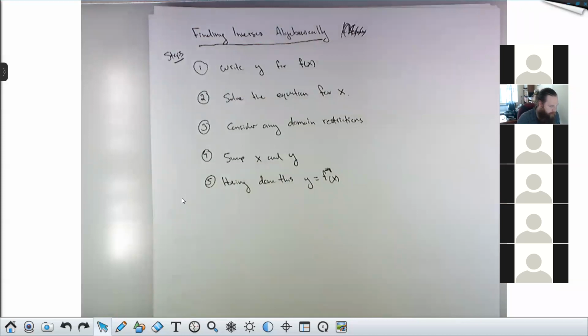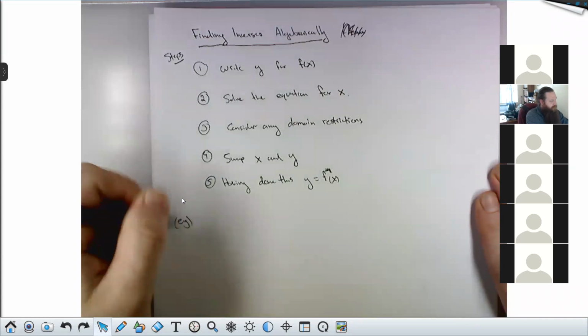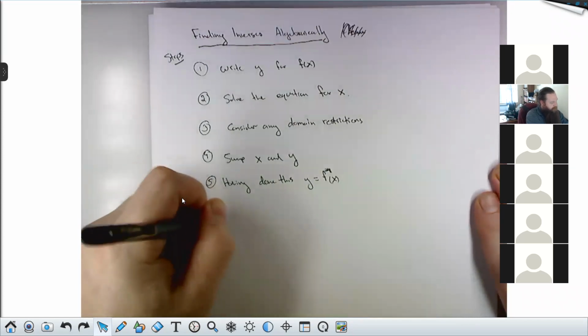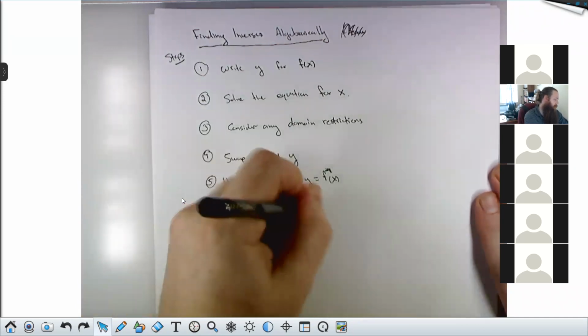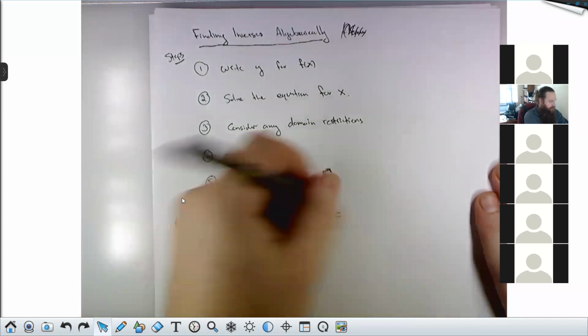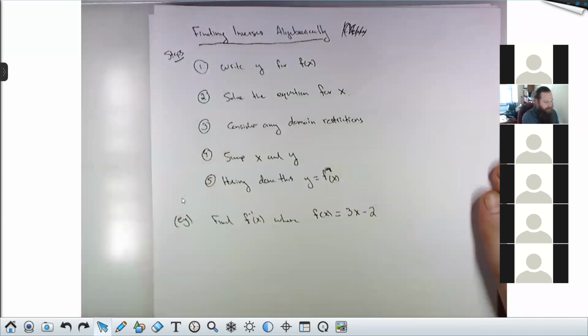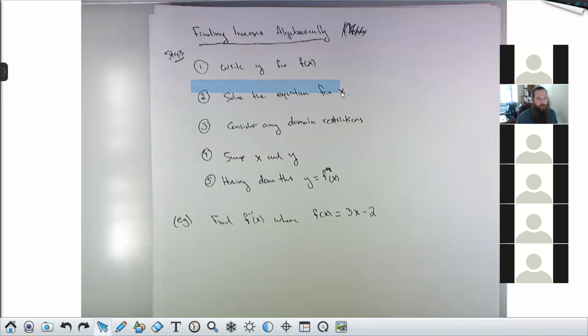All right, so let's look at an example. Easy one first, right? Find f inverse of f of x equals 3x minus 2. It's an example from your book. Your book, by the way, also suggests doing it in this order, right? Solve for x, then swap. It's an important distinction.